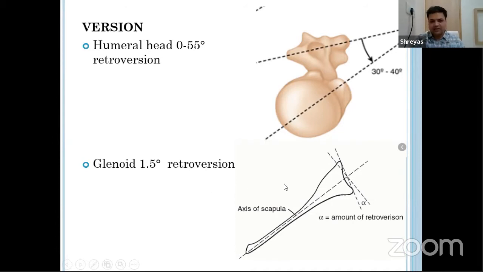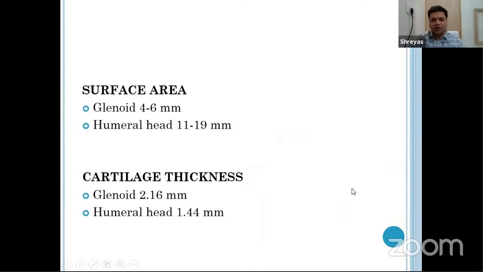And the glenoid retroversion is around 1.5 degrees. To measure this retroversion, two lines are drawn. One is the axis of the scapula. This line connects the medial scapular angle to the center of the glenoid, and a perpendicular line is drawn to this line, and another line is drawn from the anterior lip of the glenoid to the posterior lip of the glenoid. And the angle between these two lines amounts the retroversion of the glenoid, which varies around 1.5 degrees.